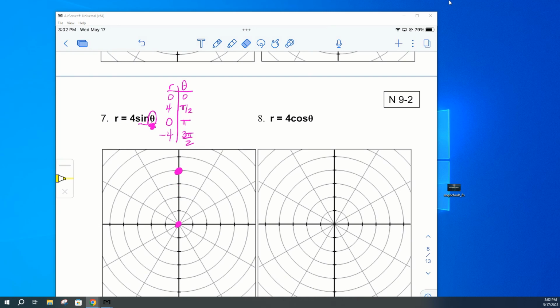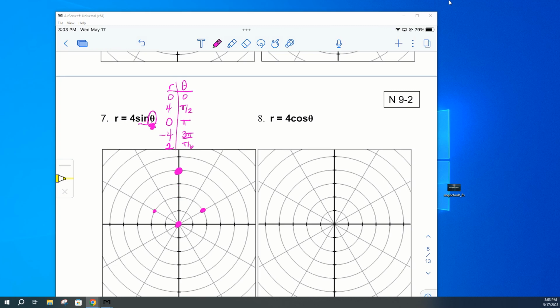And you can believe me, I wouldn't lead you astray. If I plotted more points like pi over 6, because pi over 6 would be an easy one. Let me do pi over 6. I'm kind of running out of room. What is the sine of pi over 6? That is 1/2. 1/2 times 4, that's 2. So pi over 6 is about there. So just trust me, if you would.